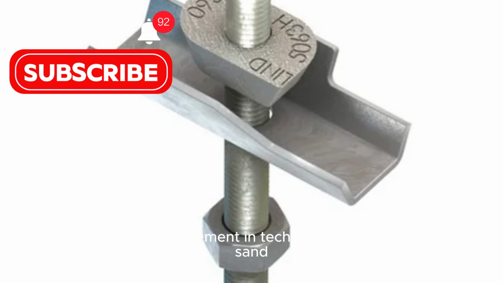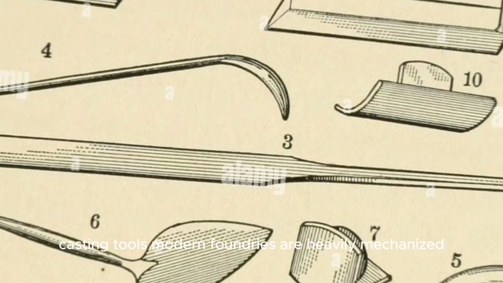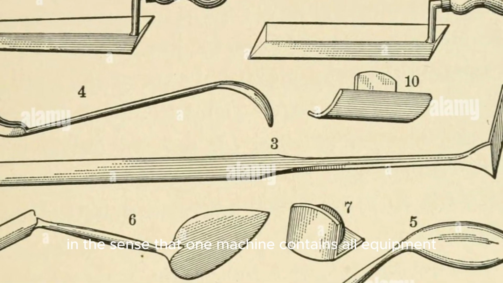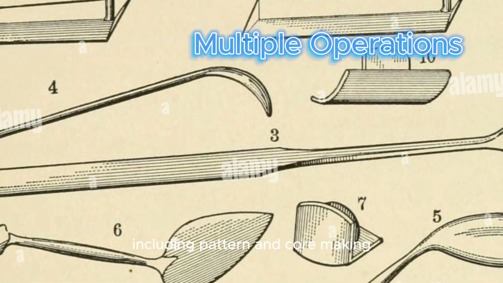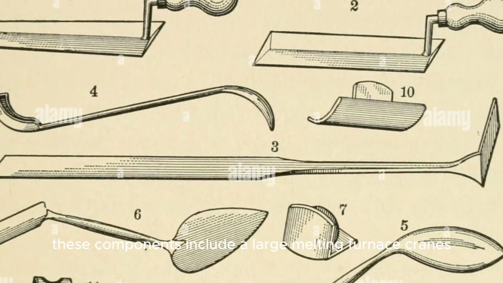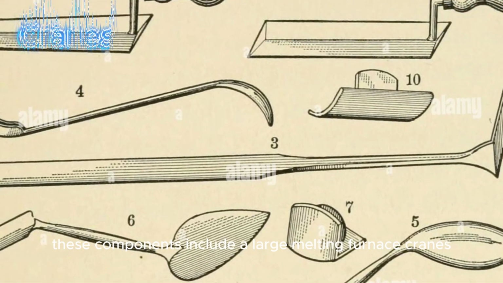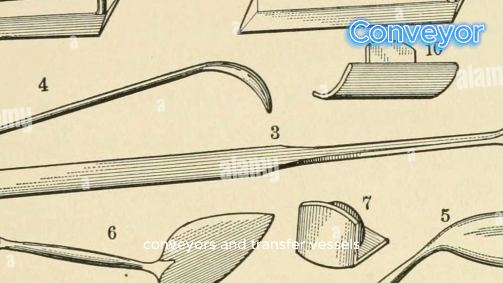Bottom line. Advancement in technology has improved sand casting tools. Modern foundries are heavily mechanized in the sense that one machine contains all equipment and can perform multiple operations including pattern and core making, casting, and molding. These components include a large melting furnace, cranes, forklifts, lathes, conveyors, and transfer vessels.